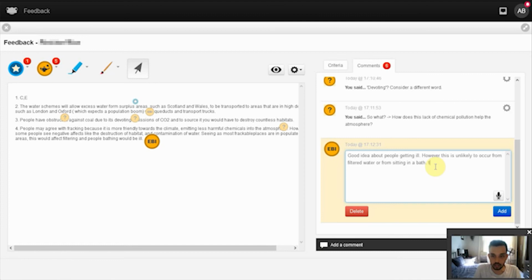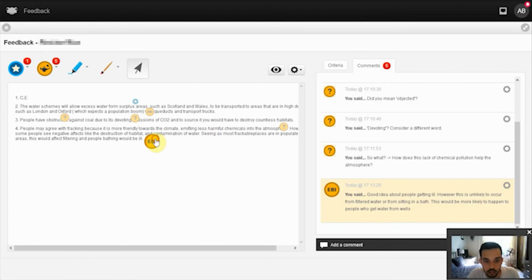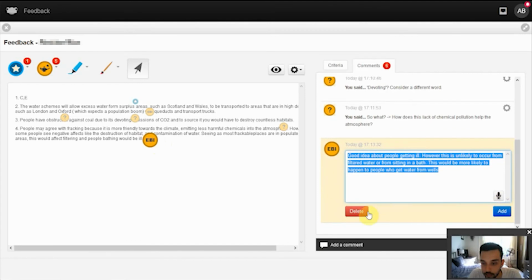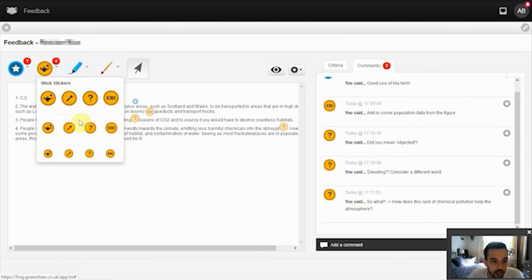This would be more likely to happen to people who get water from wells. And actually that wouldn't make sense as an EBI, so what I'm going to do is edit that. I'm going to copy, because I haven't framed that in the form of an EBI, so I'm going to delete. What that would actually be better as is, I'll put a question mark.